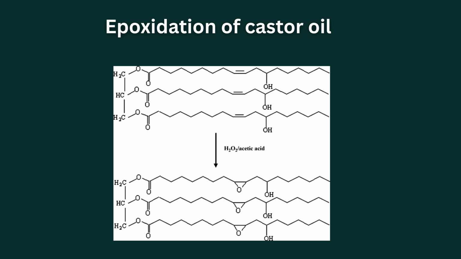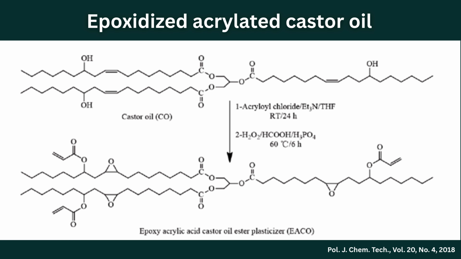Castor oil-based epoxy. Epoxy resins derived from castor oil offer a sustainable alternative to conventional petroleum-based epoxies. Epoxidation of the carbon-carbon double bonds in castor oil produces oxirane rings, which are highly reactive intermediates for polymer synthesis. These epoxidized oils are used in the formulation of biolubricants and as plasticizers in polymer systems such as polyvinyl chloride.